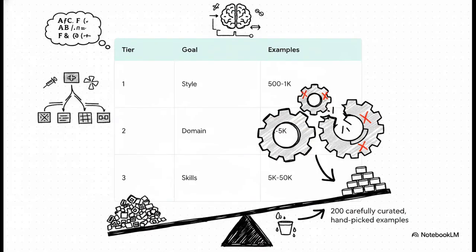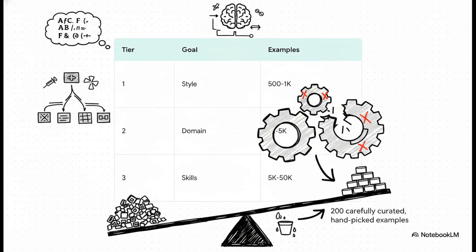Well, it basically breaks down into 3 tiers. If you're tackling tier 1, which is just adapting style and format, like shifting tone or outputting specific schemas, 500 to 1,000 examples is plenty. Tier 2 is domain specialization, something like medical coding, and that takes about 1,000 to 5,000 examples. Then you have tier 3, capability addition, like teaching complex multi-step reasoning. That's going to require 5,000 to 50,000 examples.